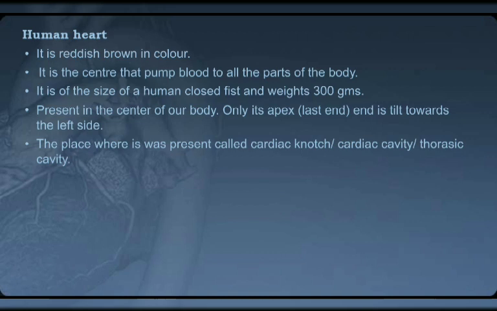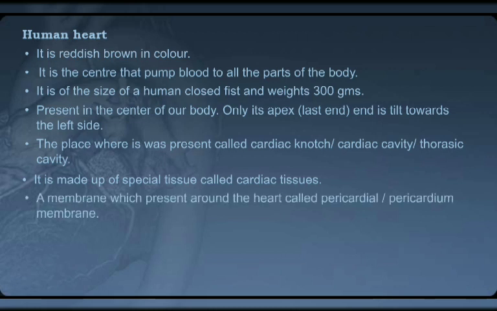The place where it is present is the cardiac cavity or thoracic cavity. It is well protected with the help of ribs, and the cavity is called the cardiac notch, which I already told you in the respiration slides. It is also called the cardiac cavity or thoracic cavity. It is made up of a special tissue. In class 9 you already learned that it is made up of cardiac tissue.